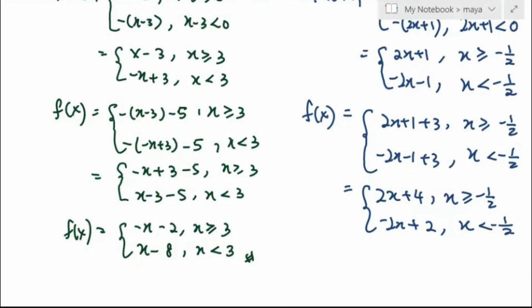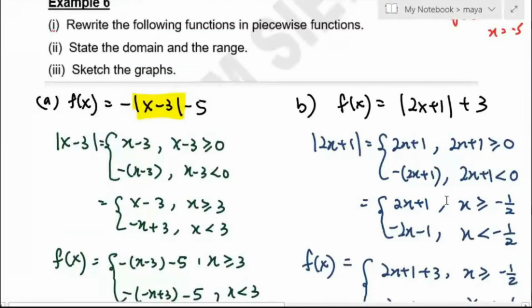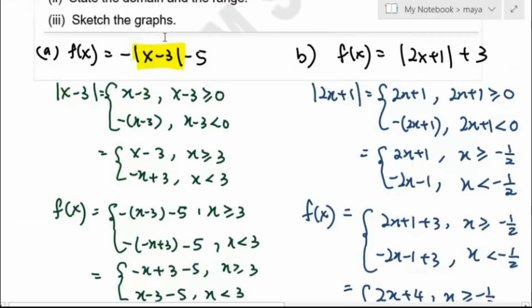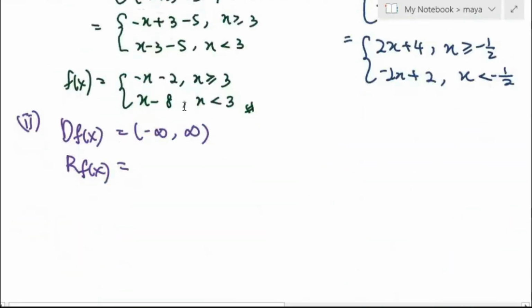Okay, so that will be our first part of the question, where the question asks us to rewrite the function in piecewise function. Then the second part, state the domain and range for this function. For domain and range, we can use back our concept of absolute. So for question A, what's the domain for this function? This is not a special case, so it will be negative infinity to infinity. What's the range for this function? You must consider the special case of the modulus here. You will see negative 5 and negative infinity. Therefore, it will become negative infinity to negative 5, included.